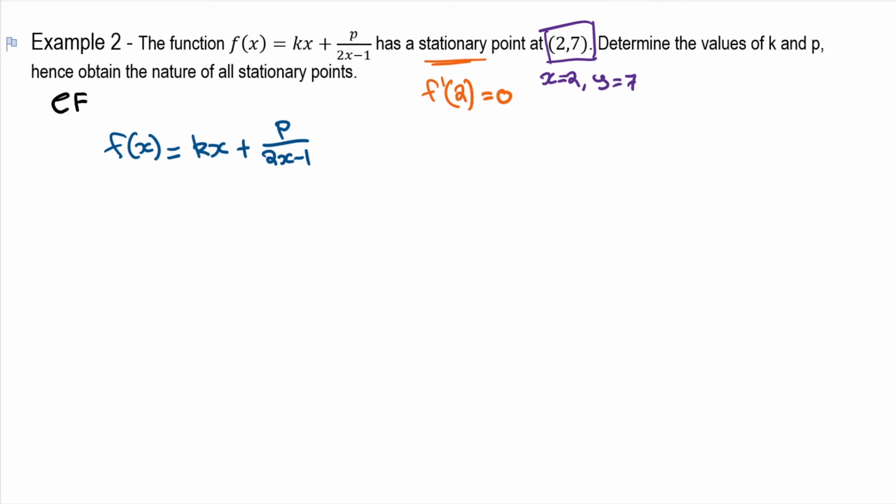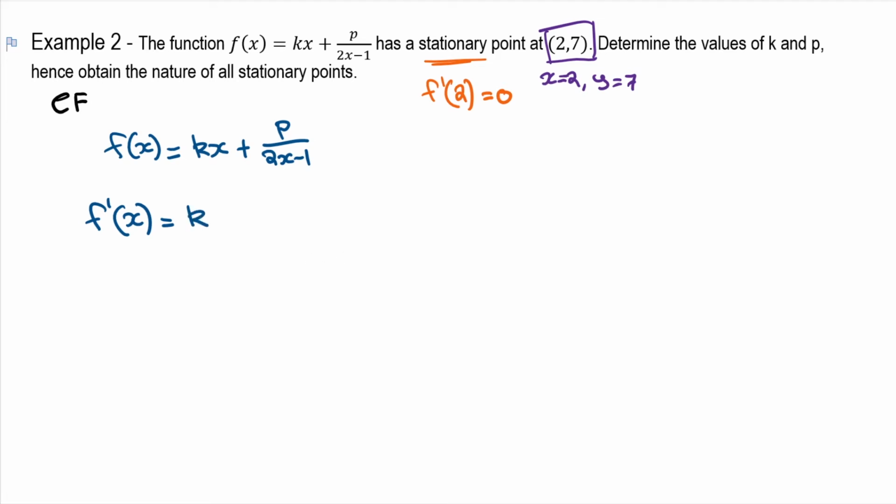What I'm going to need to do first is differentiate this function I've got here, and I'm going to treat k and p as if they're just numbers. So as if I'm pretending I've got 2x plus 4 over 2x minus 1. I'm going to treat p and k as if they're just numbers. So I take the derivative of kx. What I'm going to be left with is k.